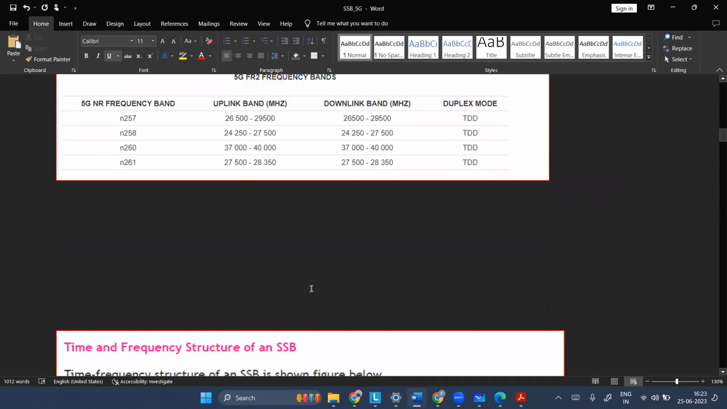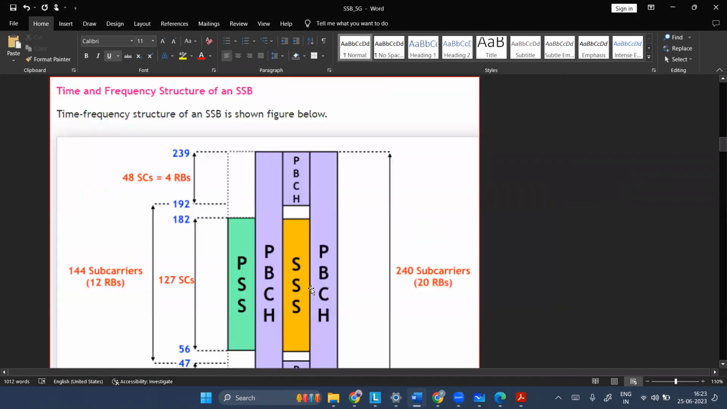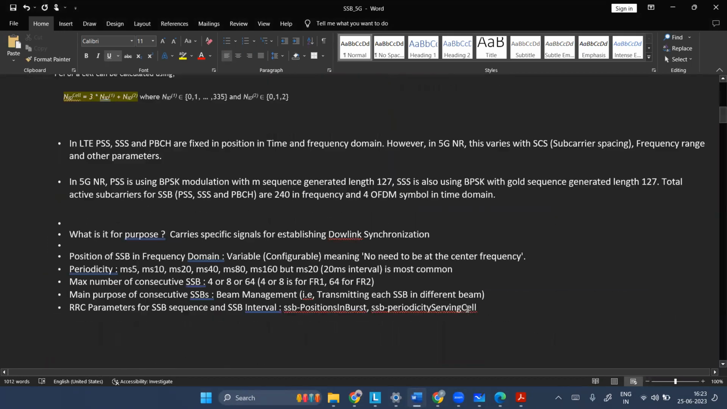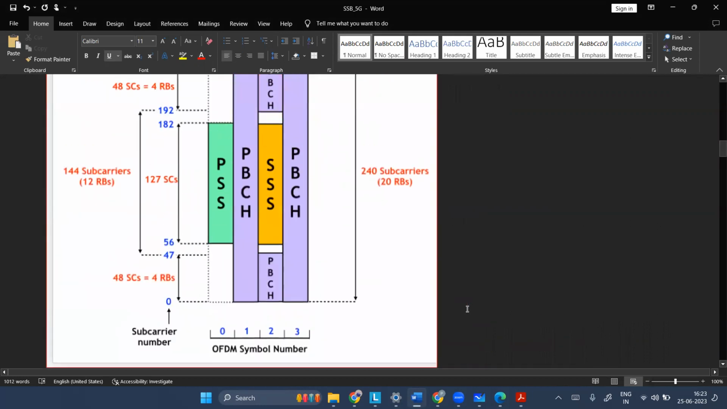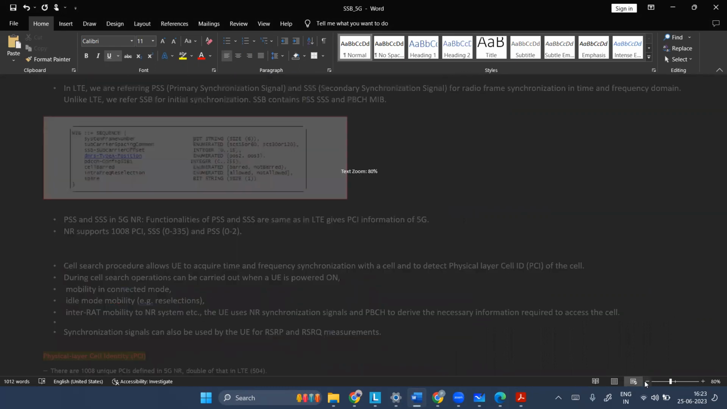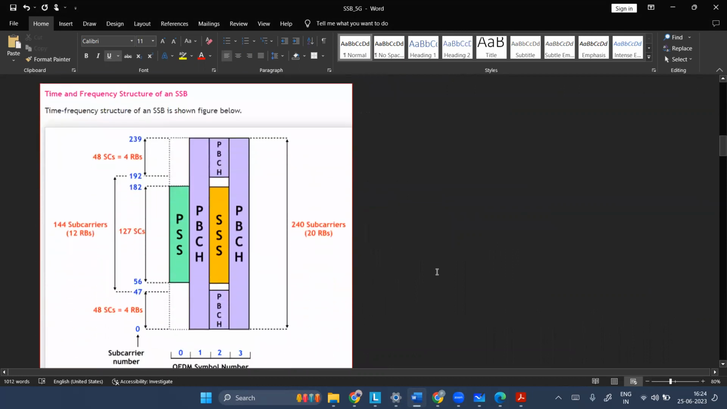But let's come back to our main topic, that is SSB. I was telling you, SSB contains PSS, PBCH, and SSS. This picture shows how this distribution happens. Let me pull it up completely. Okay, now I guess this is visible properly.